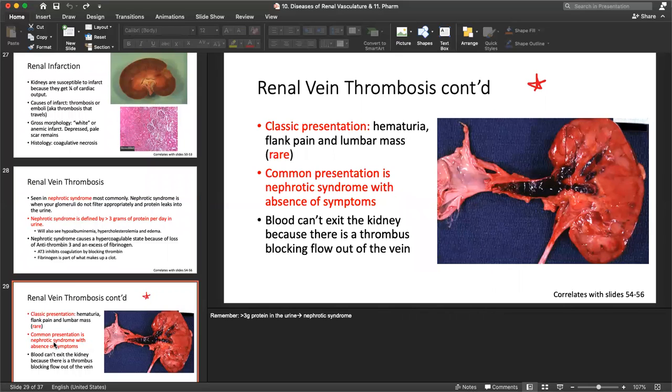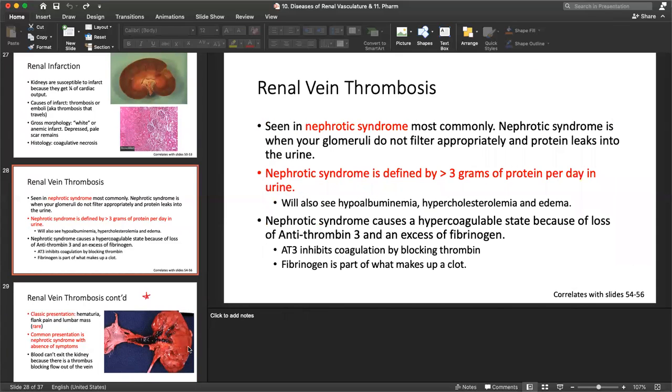So our renal vein thrombosis is pretty important. The patient is going to present with hematuria, so blood in their urine. They're going to have flank pain and rarely a lumbar mass. If I hear hematuria and flank pain, thinking back to last exam, I would think they've got a kidney stone. But if I feel a mass on their back, that's pretty abnormal. However, normally on exams they probably have hematuria, flank pain, and a lumbar mass. But in real life, they probably don't have any symptoms whatsoever, but they'll have a lot of protein in their urine.